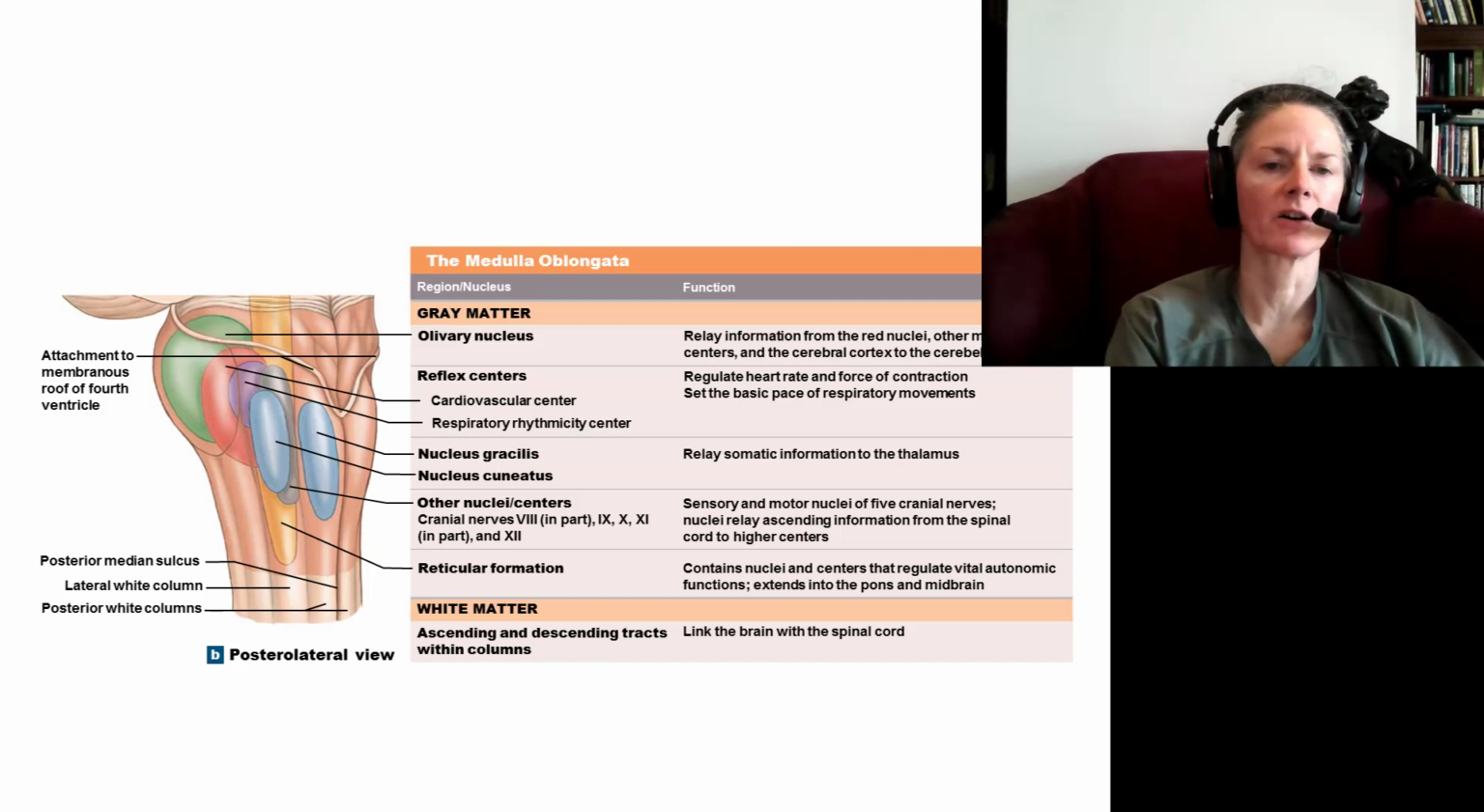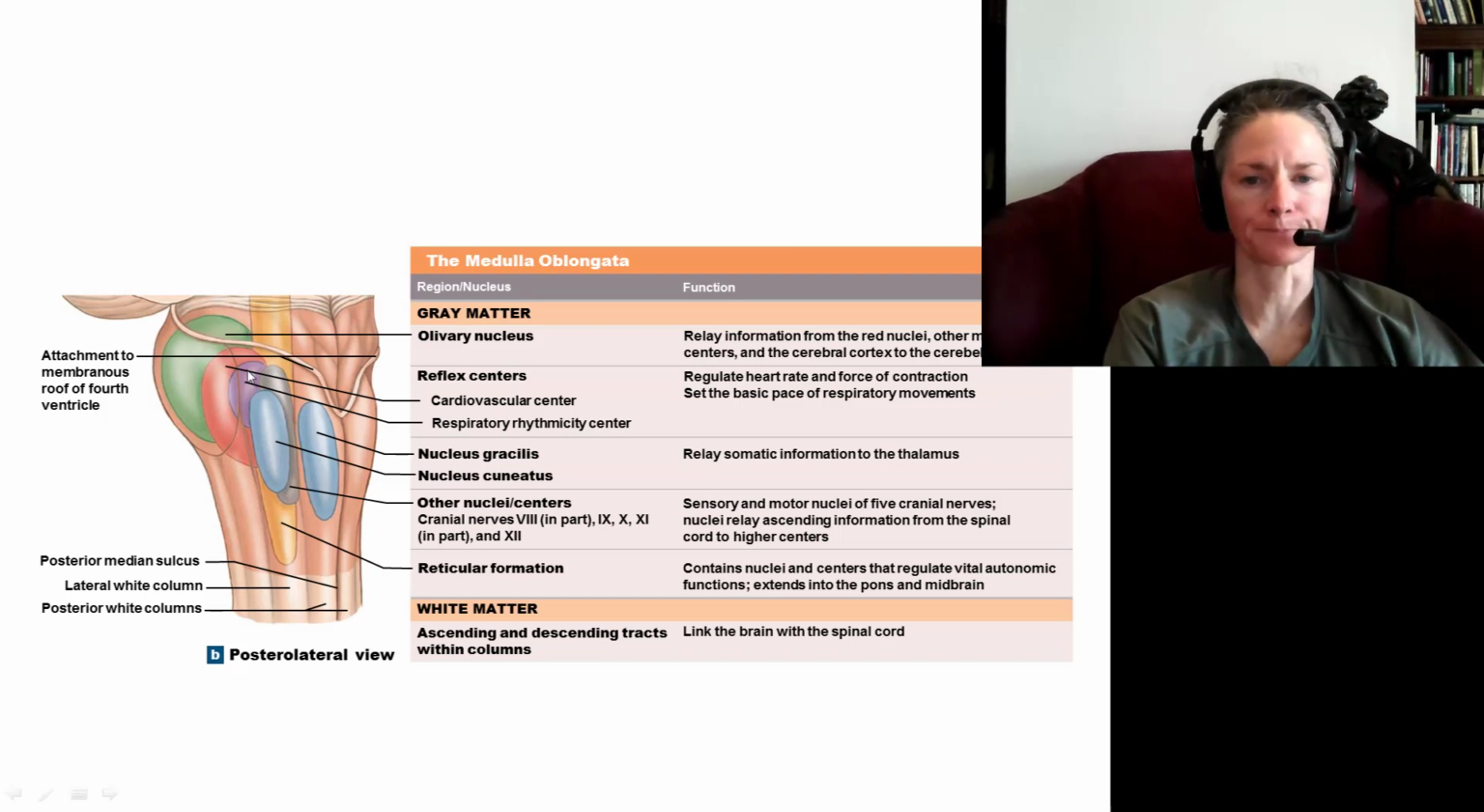We're going to have our reflex centers, such as our cardiovascular centers, which are going to contain both our cardiac and our vasomotor centers. Behind that, we're going to have our respiratory rhythmicity center, which is going to be in contact with two centers from the pons that we'll study a little bit later, called the apneustic and pneumotaxic centers. And together, these nuclei will be regulating breathing.